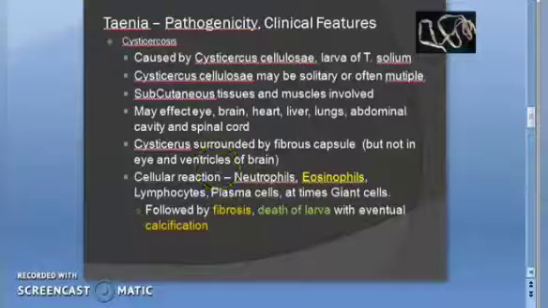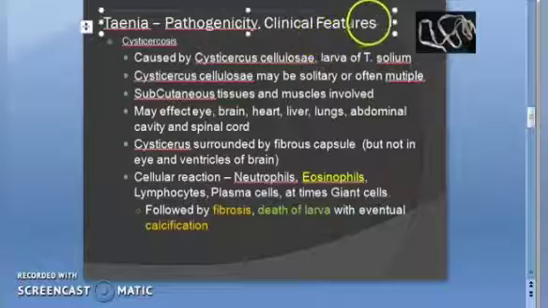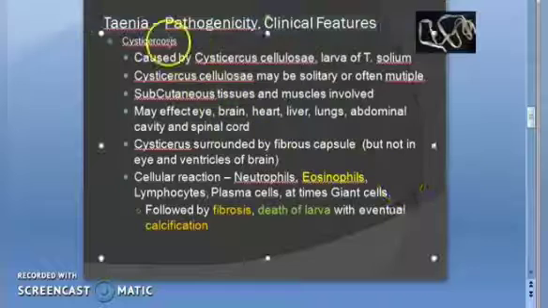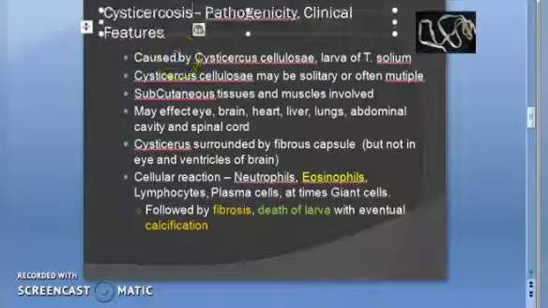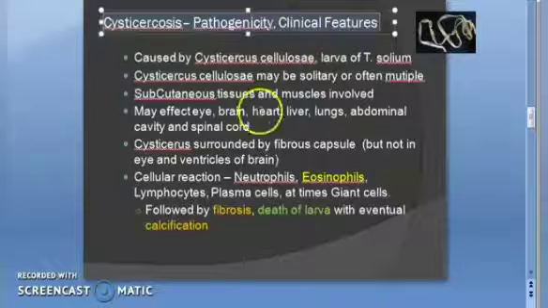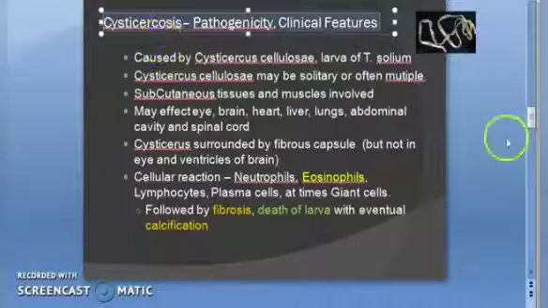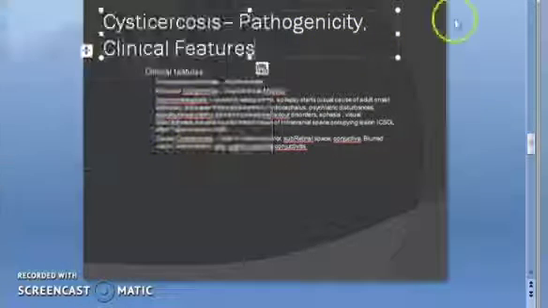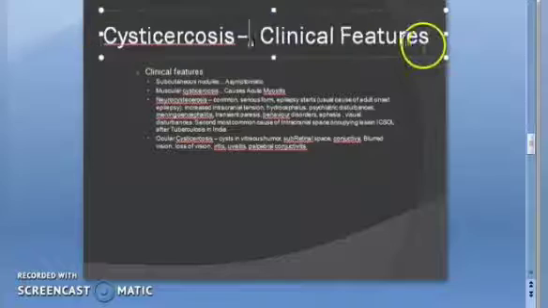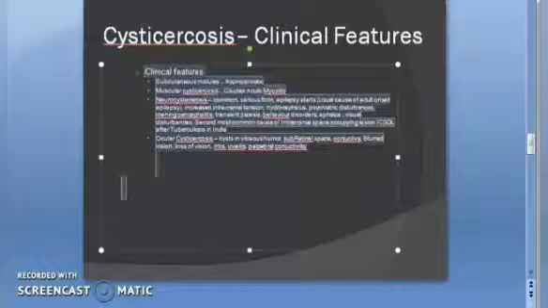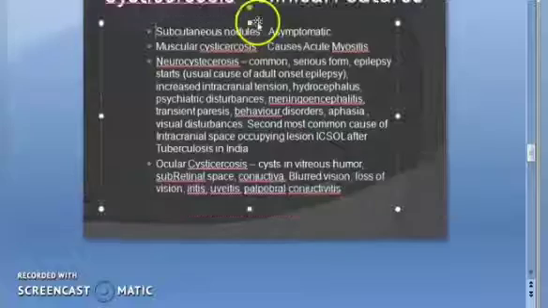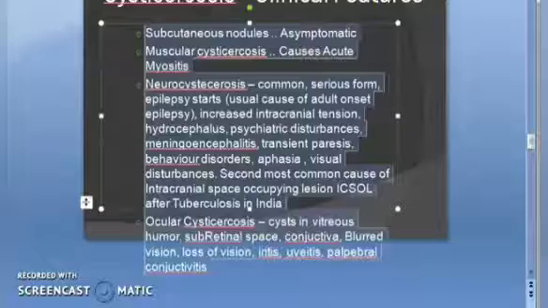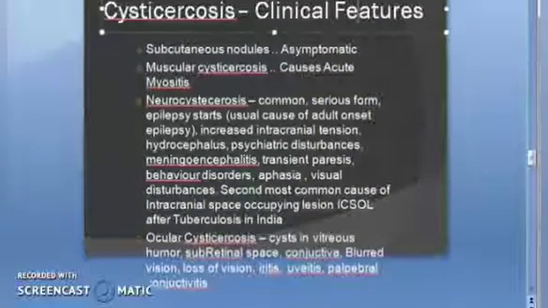Now let us look at the clinical features of cysticercosis. Hold on. This actually is cysticercosis, what we have done now, the pathogenicity. Now let us look at the clinical features of cysticercosis. Now clinical features. Look at this.